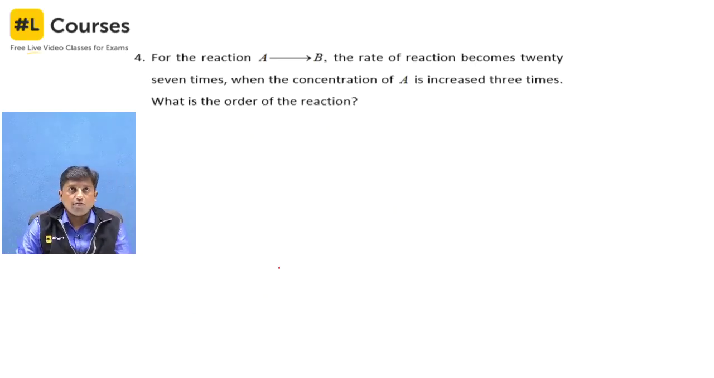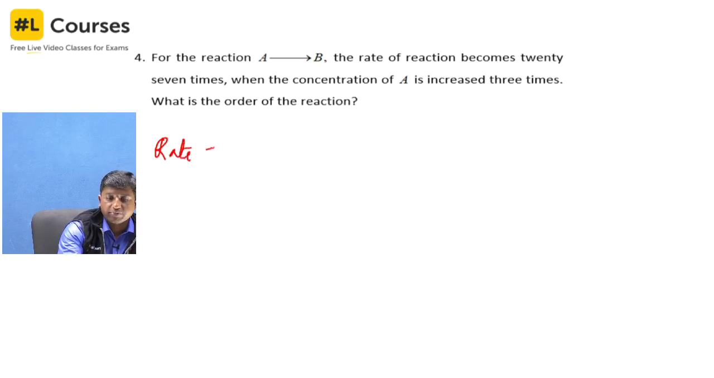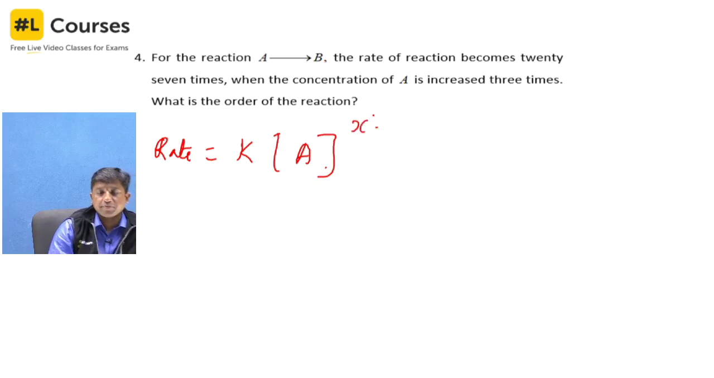Students, fourth problem. For the reaction A to B, the rate of reaction becomes 27 times when the concentration of A is increased by 3 times. What is the order of reaction? Again, the problem is based on the order of reaction. Let us write the rate equation with respect to reactant A. Rate will be equal to K into concentration of A. Let the order with respect to A be X.